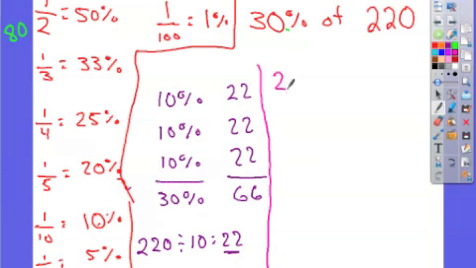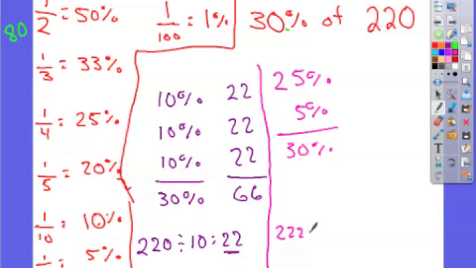So I'm going to do a 25 and a 5. That equals 30%, which is what we want. Now, if my whole number is 220 and I want to find 25% of it, 25% is 1/4, so that would just be dividing by 4. 220 divided by 4 is going to find us 25%, and that is 55. That is our 25%, so I can fill that in right there, 55.